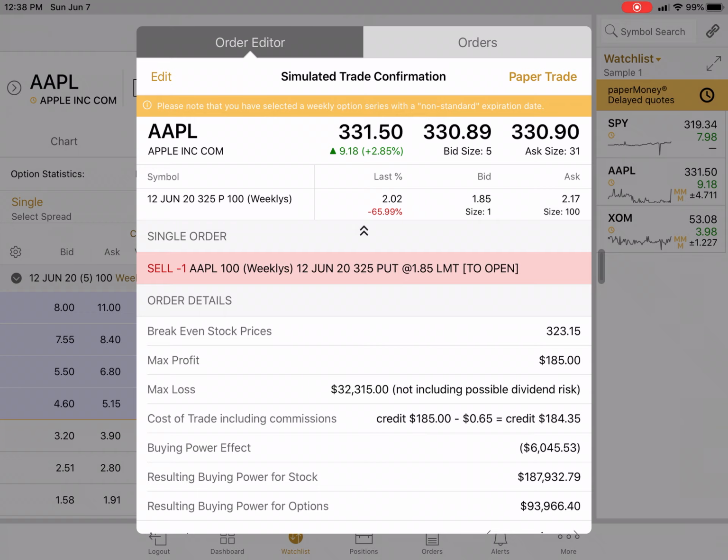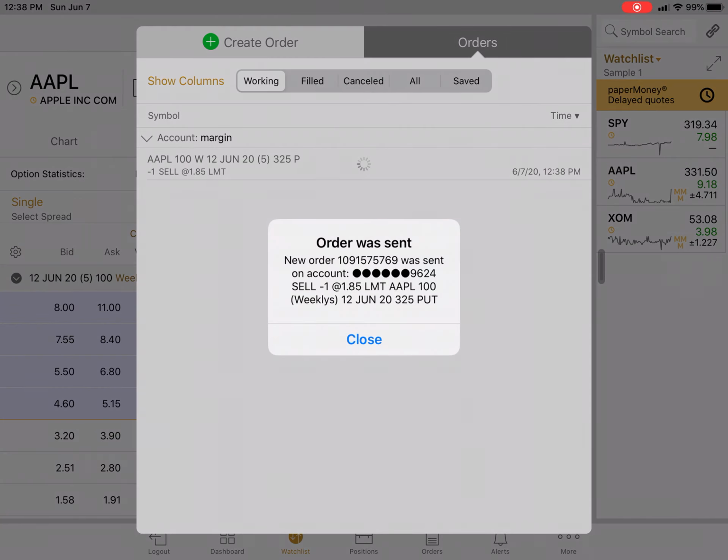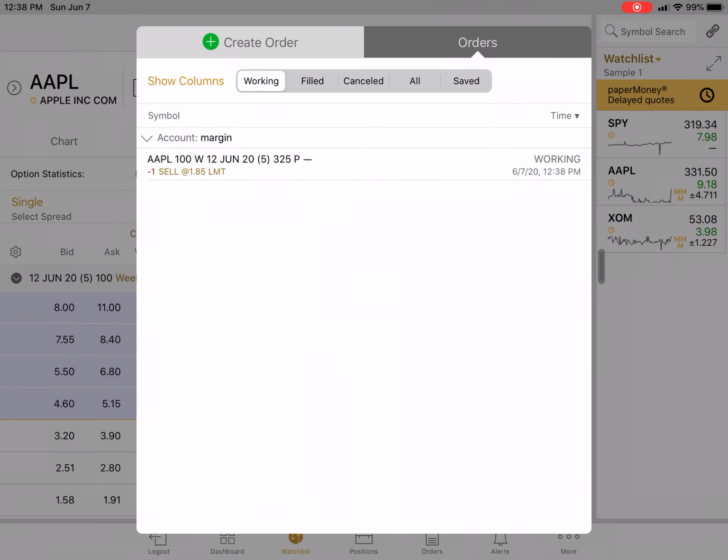So all looks okay, and then I'm going to tap on paper trade, and now it's a Sunday, it won't go through, so it would just keep saying working. But what we're trying to do is we are trying to write this put option. As soon as it gets filled, you will have a written put option. So that's how you write a put option on Thinkorswim.